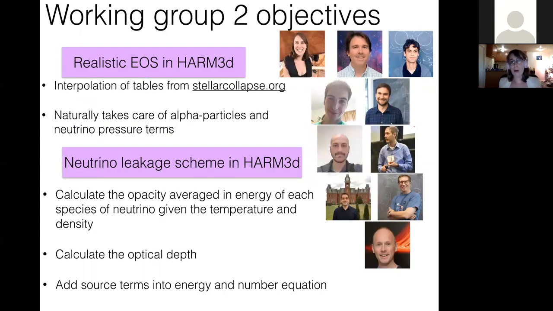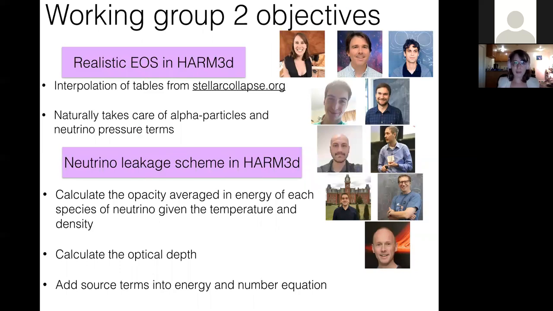So those were our objectives. This is working group 2, and as Scott already said, we have two main objectives. First, we want to implement a realistic equation of state in HARM 3D, which will take tables from stellar collapse and do an interpolation of the tables so that HARM 3D is completely agnostic to the equation of state. And this will naturally take care of alpha particles and also the neutrino pressure terms.